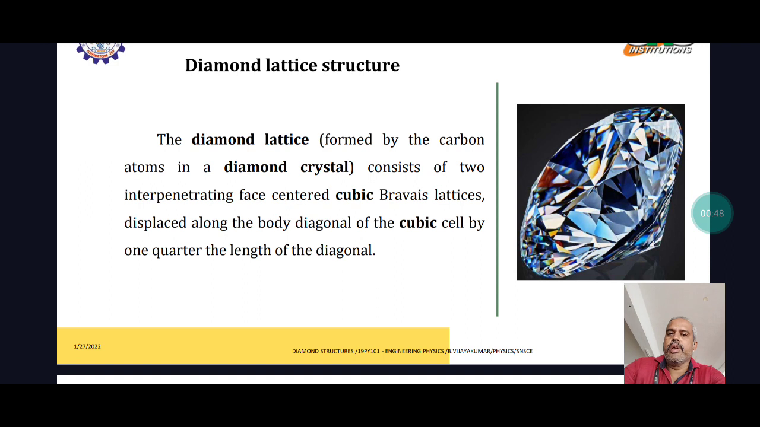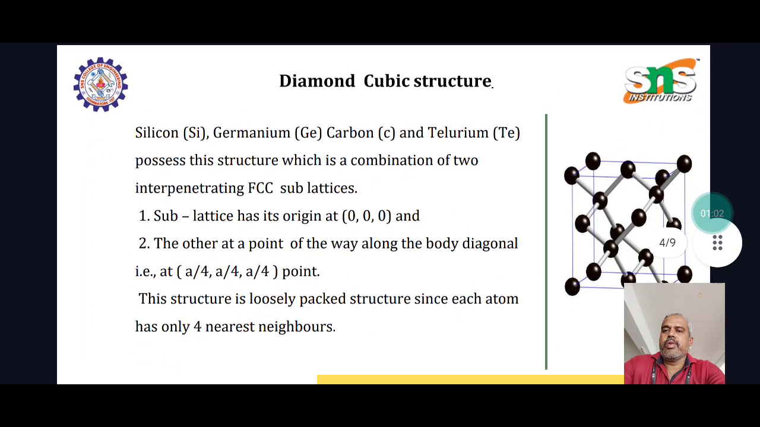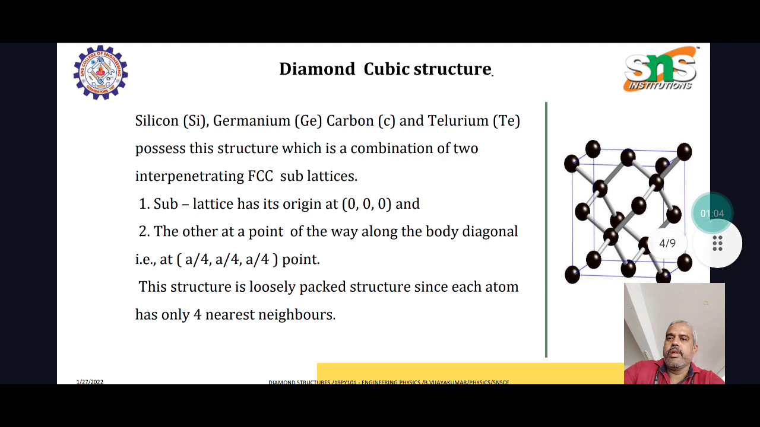It consists of two interpenetrating face-centered cubic Bravais lattices displaced along the body diagonal of the cubical cell by 1/4 the length of the diagonal. So this is a special case we form in that crystal structure. Silicon, germanium, carbon and tellurium possess this structure, which is a combination of two interpenetrating FCC sublattices.